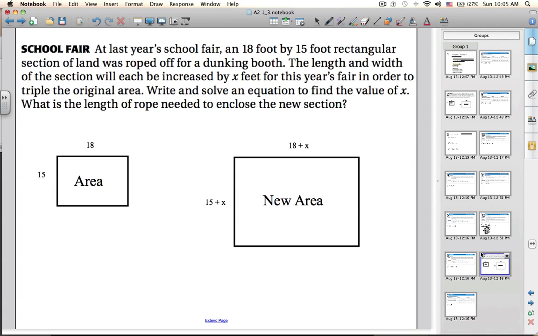Okay, returning to the problem we started with. I know that if I want to calculate the area here, it would be 18 times 15, which would be equal to 270 square units, whatever the units are. Let's say they're feet. Okay, so let's go ahead and say that we're talking about feet.